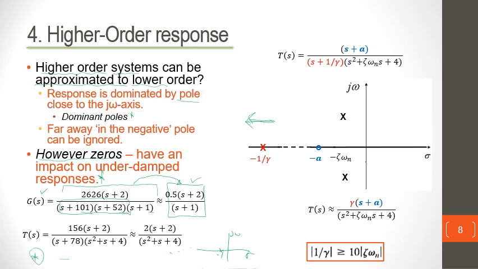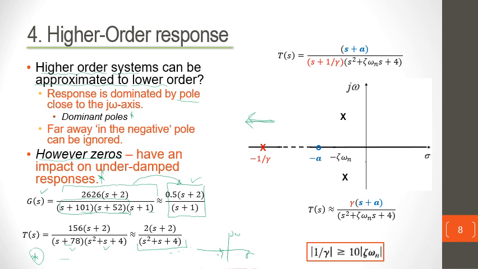Another example here is a system which has a conjugate pole pair as well as a distant pole at negative 78. For the same reasons, this third order system can be approximated to this second order system because these poles will be much closer than these poles to the imaginary axis.